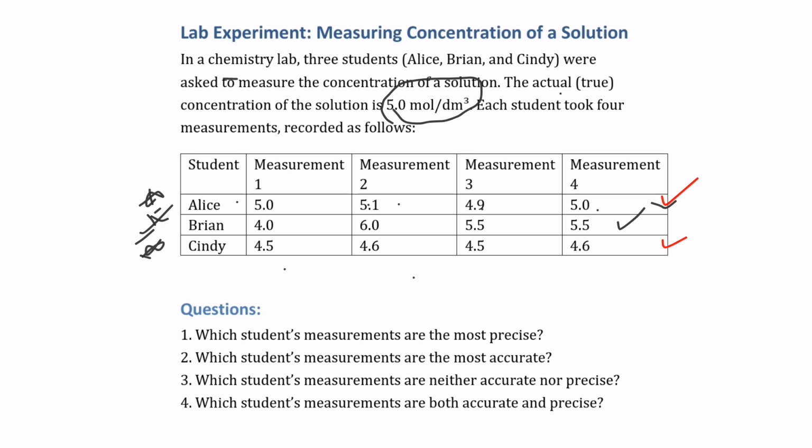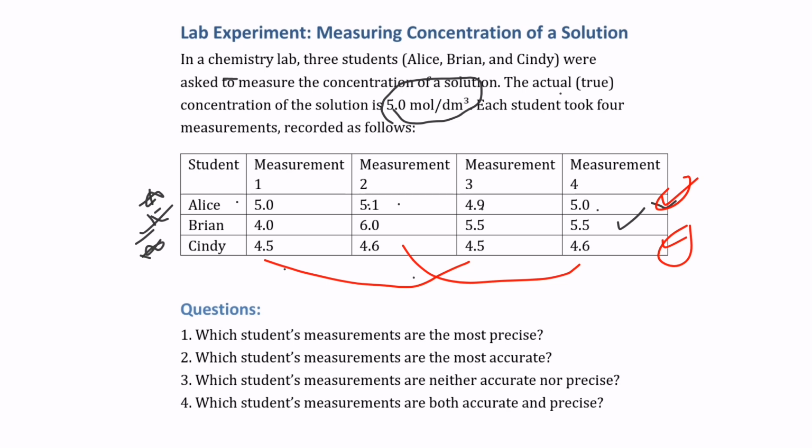So here we have two categories, this one and this one. When you look at 4.5 and 4.6, the most precise here, there are two repeated. When you look at 4.5, even here 4.5. Then 4.6, even here 4.6. So they are very much closer.